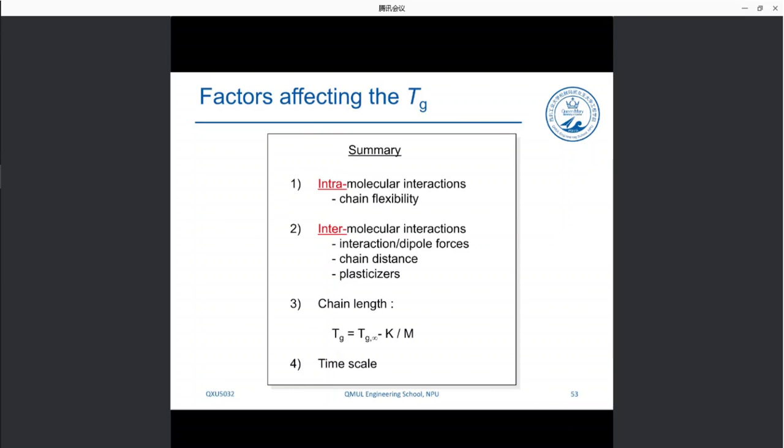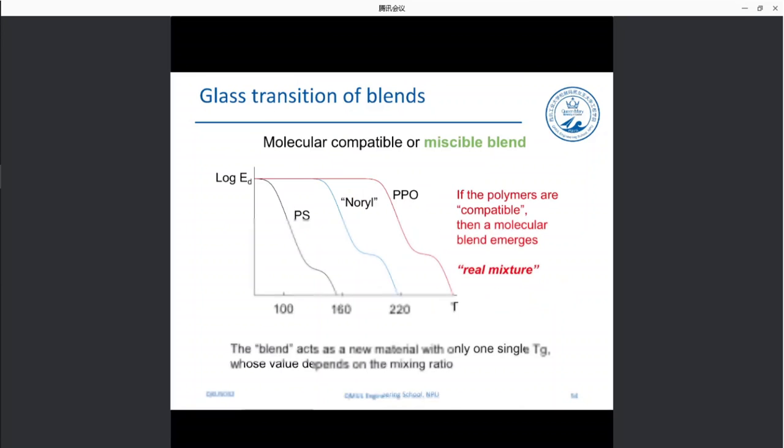So to sum up, for the factors that affect the Tg, the chain flexibility, that is the intramolecular interactions, affects the glass transition significantly. Also, intermolecular interaction, chain distance, plasticizers, and so on. The chain length up to 20,000 grams per mole. And obviously, the time scale of our experiment affects the glass transition temperature.